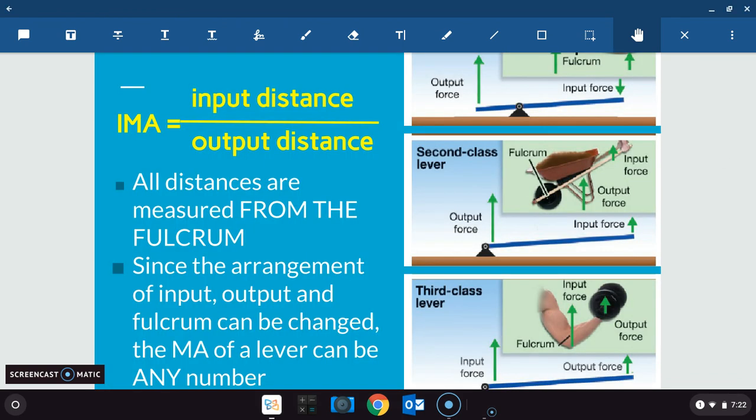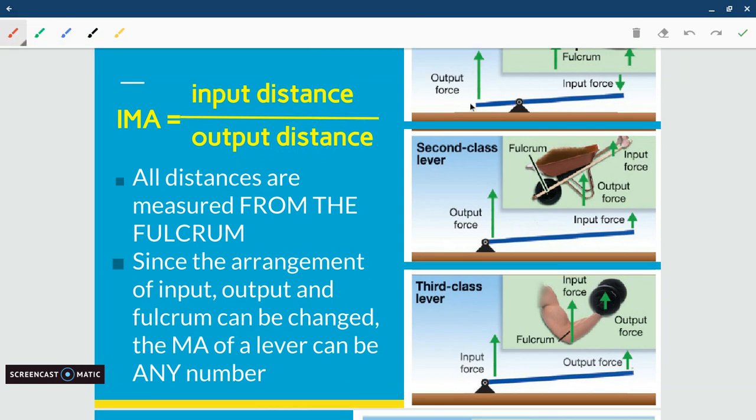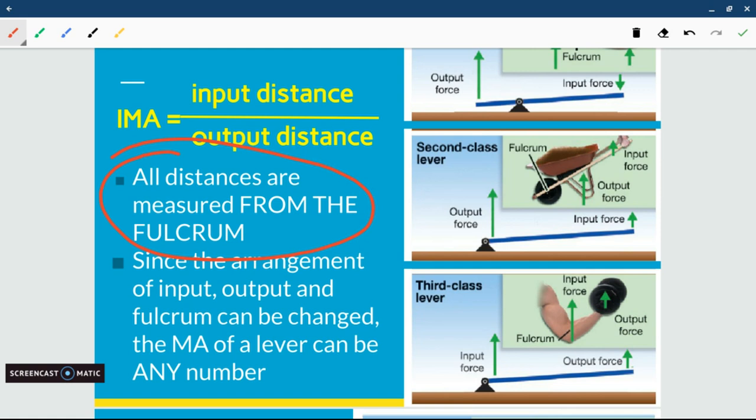The equation is the distance to the input, which is you, divided by the distance to the output, which is the object you are moving. The distance is measured from the fulcrum, which is very important to remember: you are measuring everything from the fulcrum, not from the end. So wherever the fulcrum is, that is your measurement.